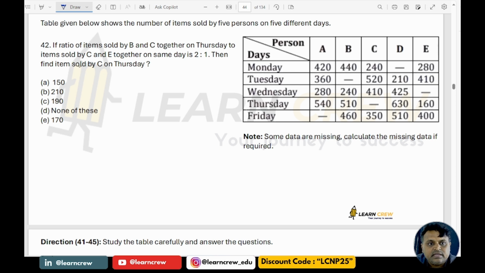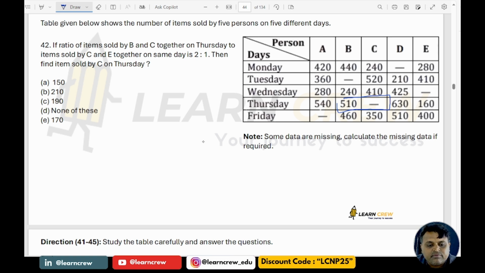Then find the items sold by C on Thursday. So please see here, if the ratio between items sold by B and C together on Thursday is the same as C and E together on the same day.